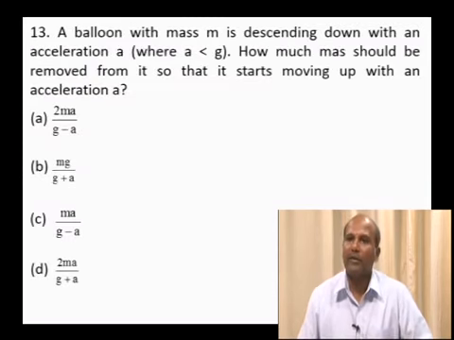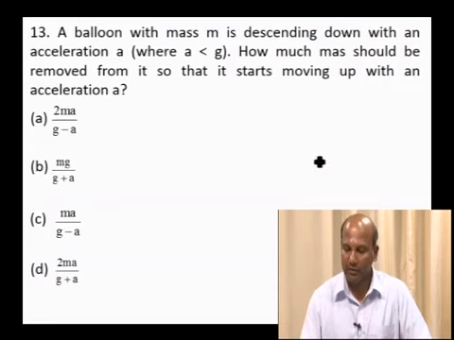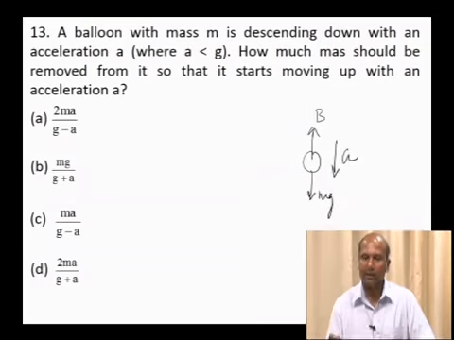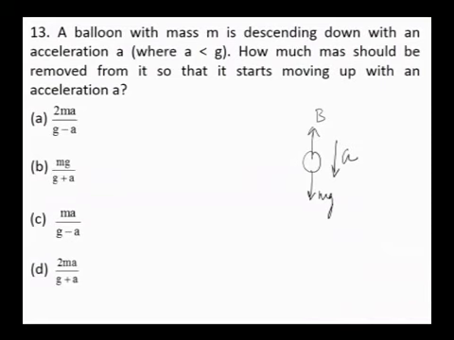A balloon with a mass m is descending down. They are telling that the balloon, let us say this is the balloon, has mg acting in the downward direction, and it is coming down with an acceleration a, where a is less than g. How much mass should be removed from it so that it starts moving up with an acceleration a? Let me call that mass m dash. How much mass should be removed so that instead of coming down, it goes upward? That is the question.